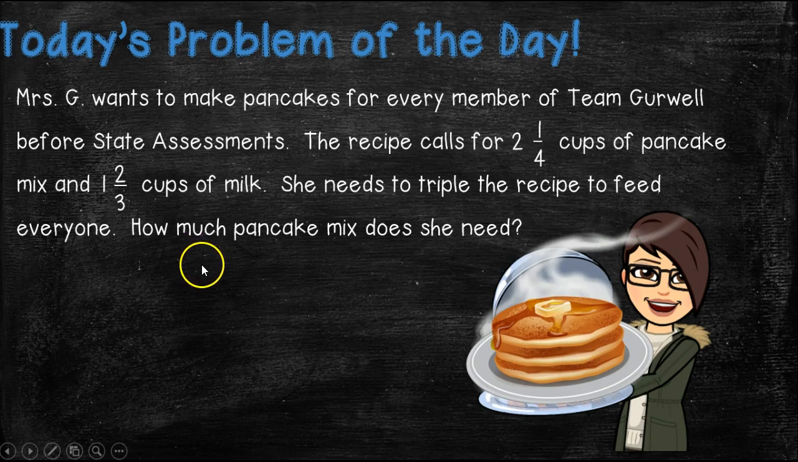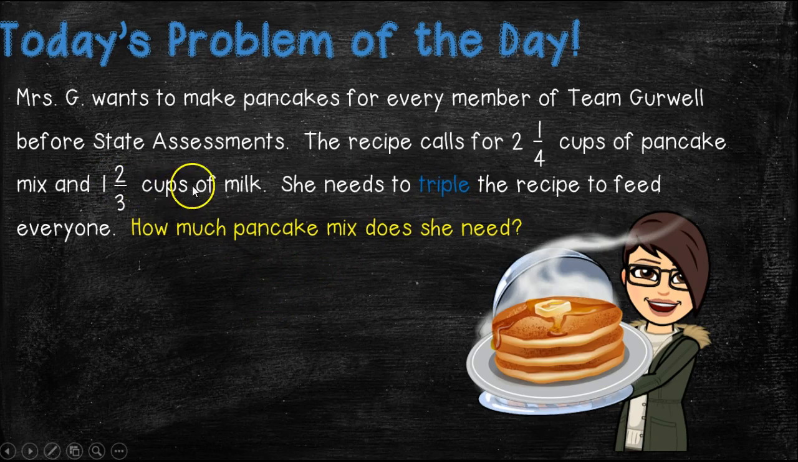Well, before we go through here and try to start solving this problem, we first need to highlight the question. The question it's asking us is, how much pancake mix does she need? Notice, pancake mix. So now we have to highlight the important information and make sure we don't highlight information we don't need. So the first thing we need to think about is triple. I need to triple the recipe. So triple is another word for 3 times.